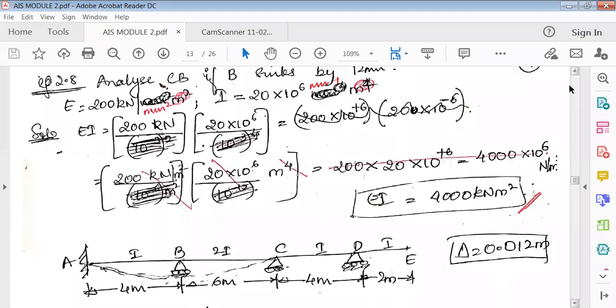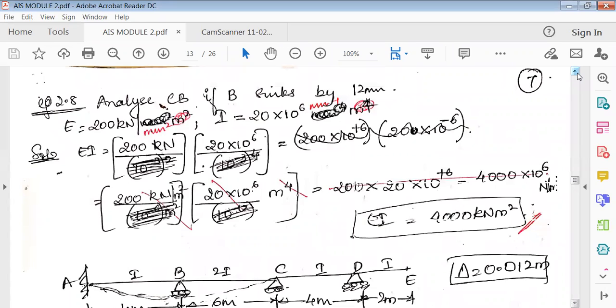Hello everyone. So let us solve the next type of problem, that is sinking of the beam. Analyze the continuous beam if B sinks by 12 mm. The value of E is given as 200 kilonewton per mm square, and I is equal to 20 into 10 to the power 6 mm raised to 4.